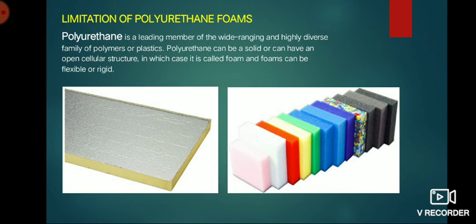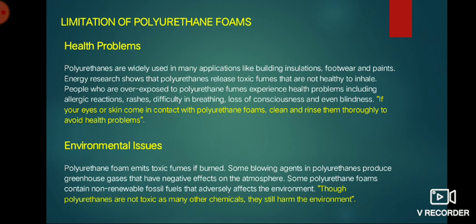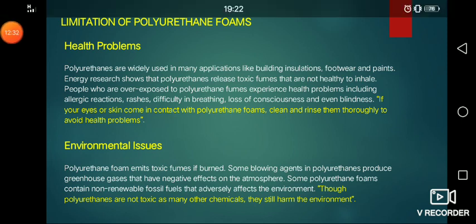Next is the limitation of polyurethane foams. Polyurethane is a leading member of a wide-ranging and highly diverse family of polymers or plastics. Polyurethane can be a solid or can have an open cellular structure, in which case it is called foam, and foams can be flexible or rigid. Na-discuss ko na kanina yung flexible and rigid foams. So ito yung mga limitations of polyurethane foams.